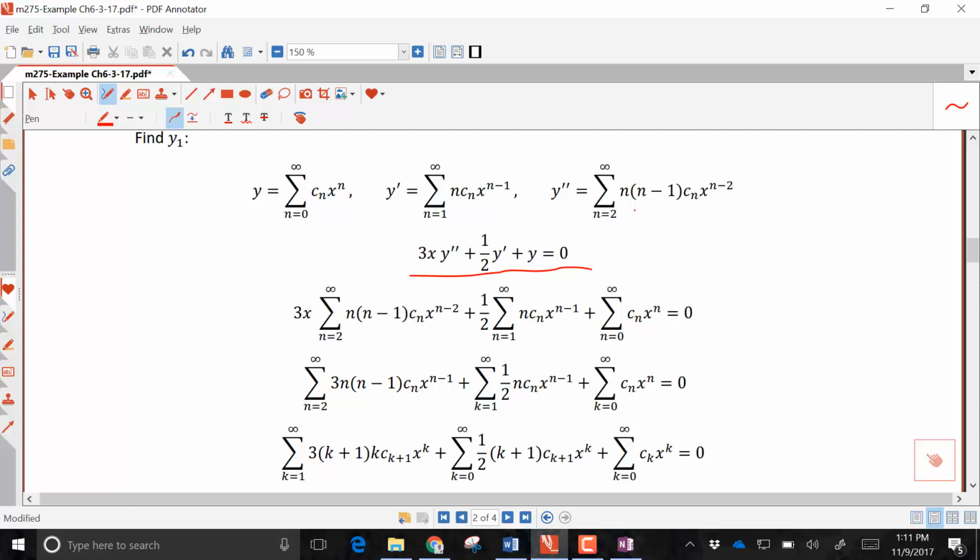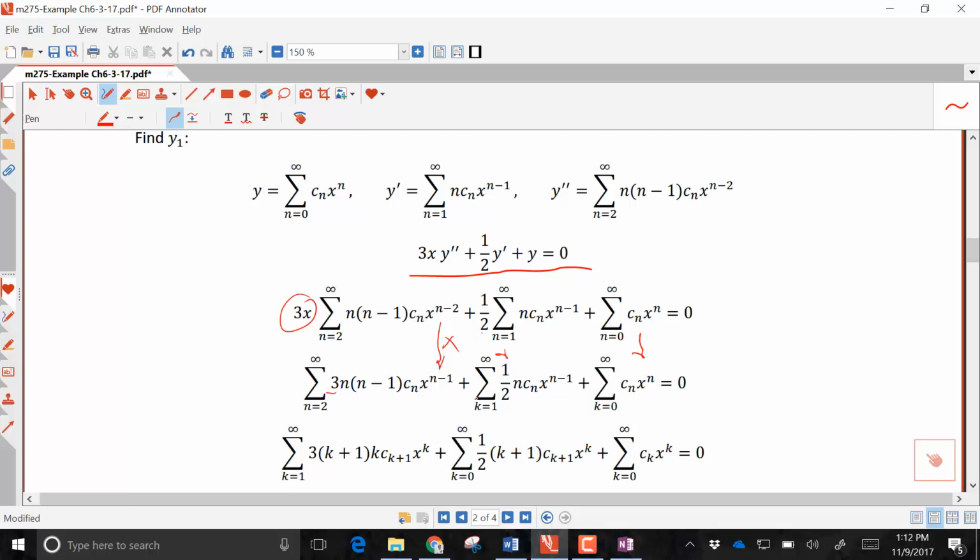Y double prime is the usual y double prime that we've seen in section 6.2, and the equation is 3x times y double prime plus 1/2 times y prime. Y prime is, again, something that we've seen before, and then the original function y. So we got 3x times y double prime plus 1/2 times y prime plus y. And now let's take this 3x and put it in. So we have the 3, and then the x gets multiplied with x to the n minus 2, which becomes x to the n minus 1. There's a 1/2 that goes in here, but the x itself doesn't change. And then the last term doesn't change either.